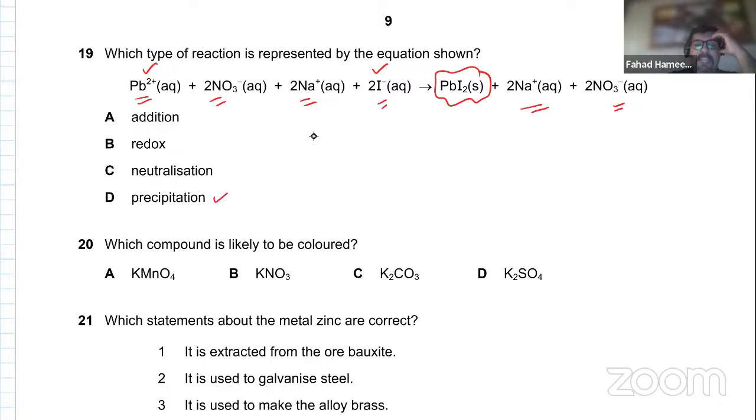Which compound is likely to be colored? Easy. Which one is colored? A. And A, okay. And what is its color change? It's purple to colorless, right?